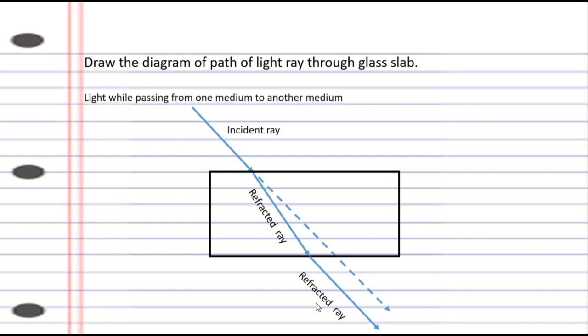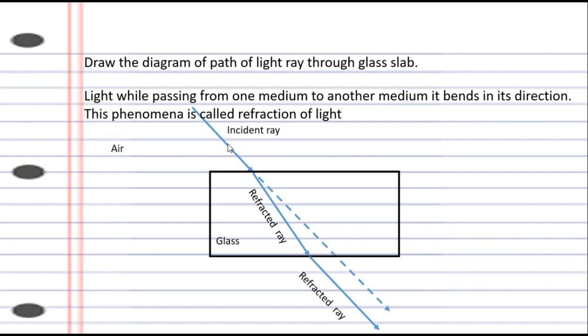So light, while passing from one medium to another medium. So this is one medium, air, and then it is going to this glass medium. It has taken a bend. It bends, isn't it? And it bends in its direction, and this phenomenon is called refraction of light. Look at this, refraction of light.